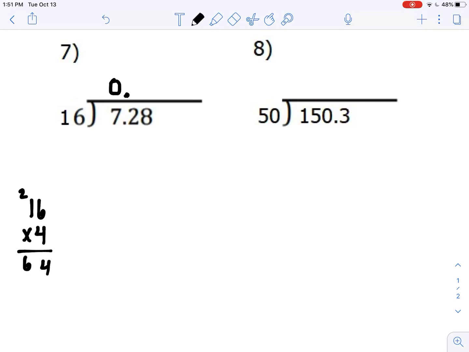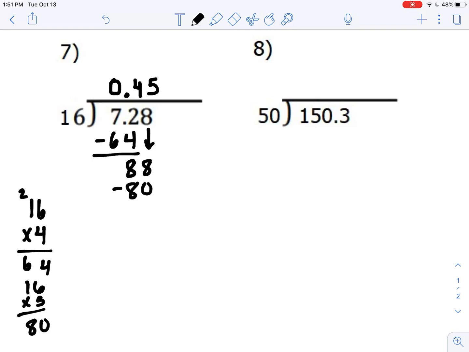That's 64. Yep, so we'll put in 4 times here. And when we subtract, we have a difference of 8. I'm going to bring the 8 down. 16 times 5 is 80. So I'm going to subtract 80 from 88. We have a difference of 8.